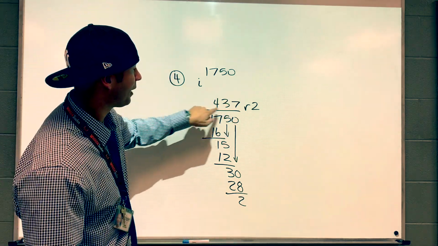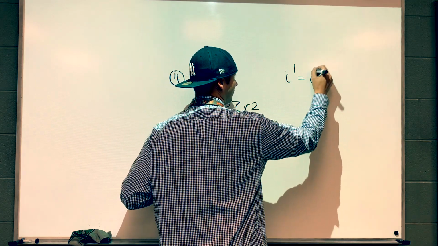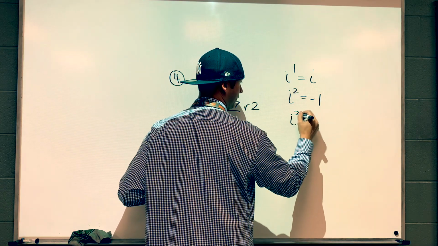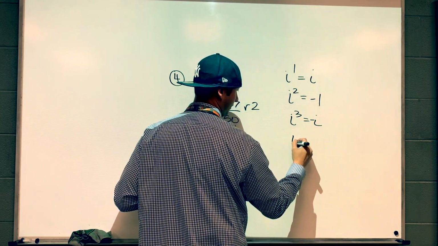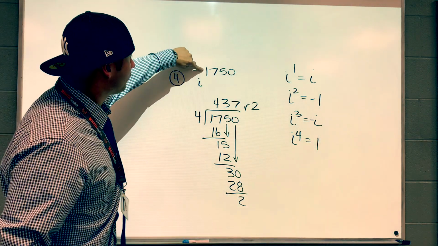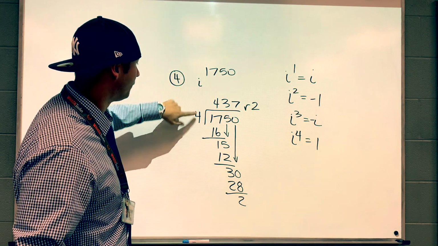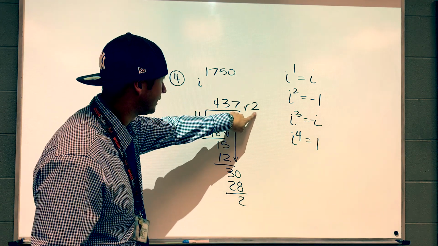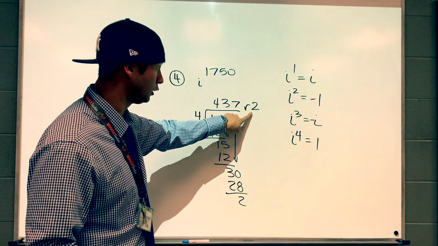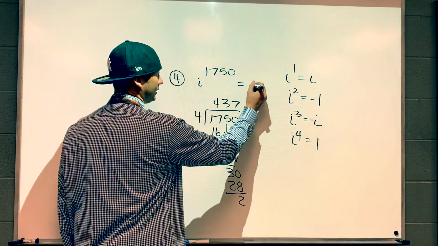I don't really care about this part. This is the part that I'm concerned with. So I squared. Okay. Regardless of what exponent you get, if you divide this number by 4, whatever your remainder is, wherever it lines up on here, that's what it is. So we have a remainder 2, so I squared should be -1. So this answer here is -1.